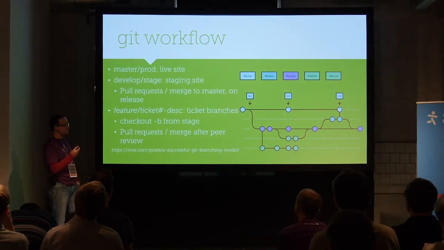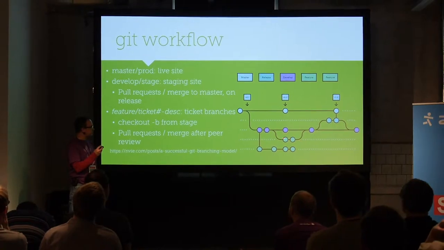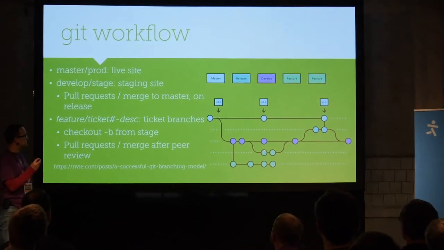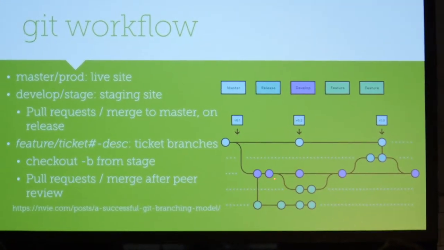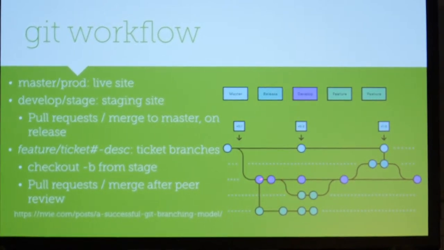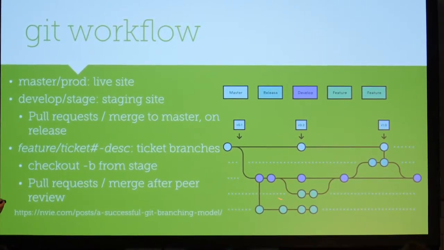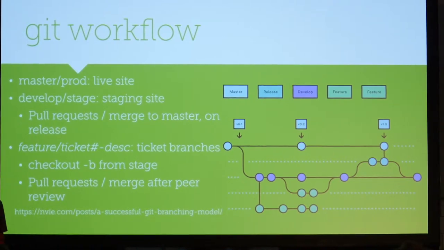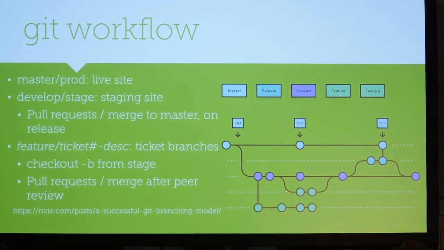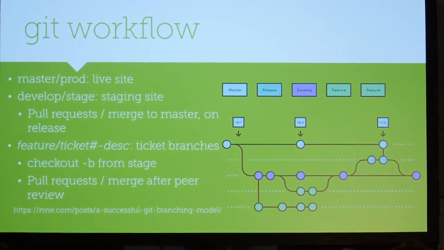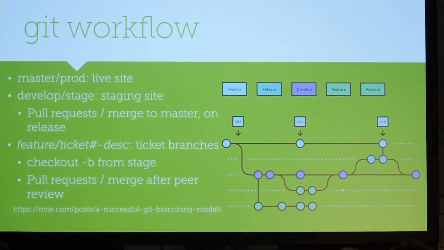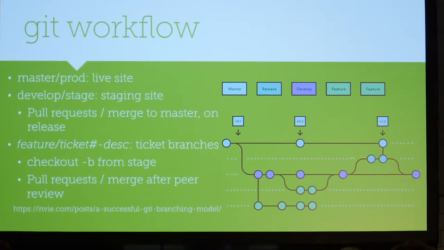But then you also have feature branches. So you work on a feature, you branch out of your development environment, your stage, whatever. You work on it separately, and then at one point you do a pull request, you consider it stable, and it goes into stage. And then at one point you say, okay, it's good. So then it gets merged into the production environment.